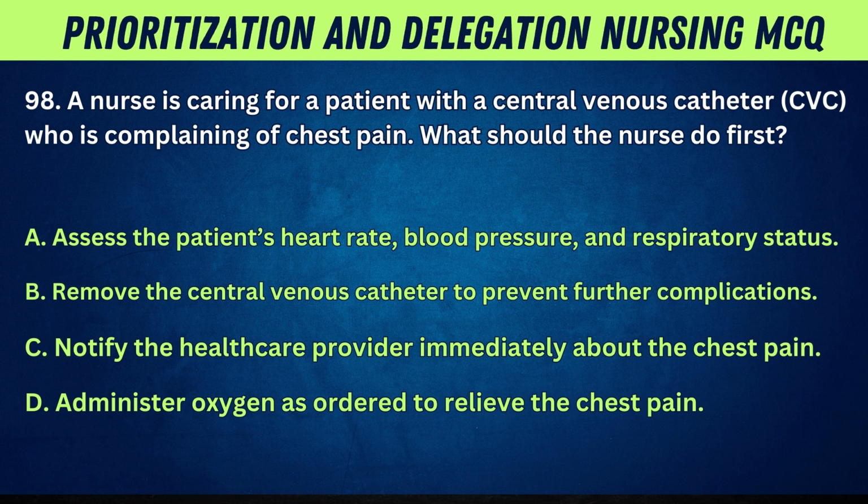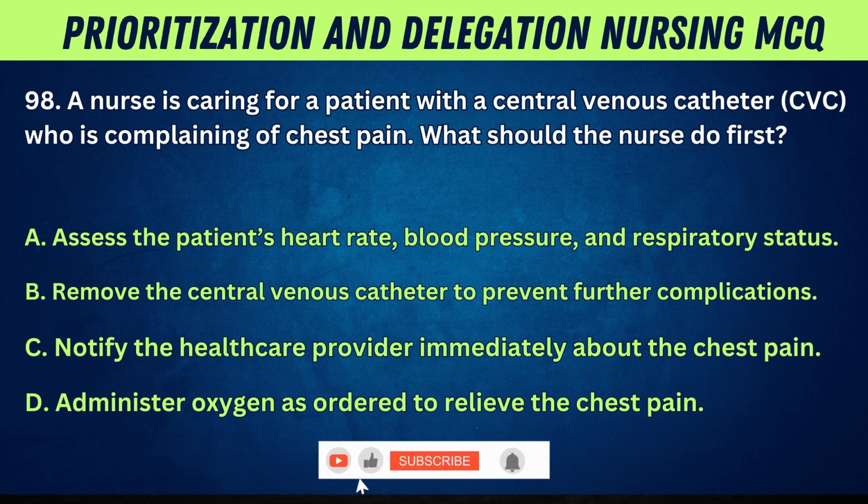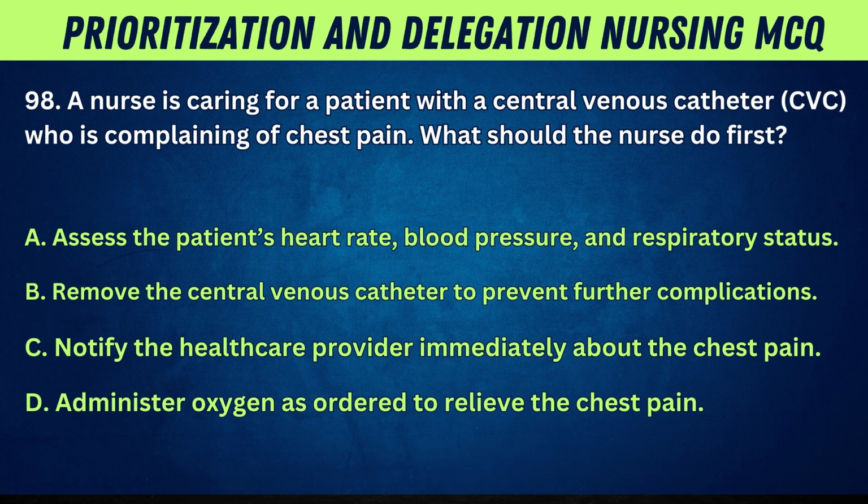98. A nurse is caring for a patient with a central venous catheter, CVC, who is complaining of chest pain. What should the nurse do first? A. Assess the patient's heart rate, blood pressure, and respiratory status. B. Remove the central venous catheter to prevent further complications. C. Notify the healthcare provider immediately about the chest pain. D. Administer oxygen as ordered to relieve the chest pain.